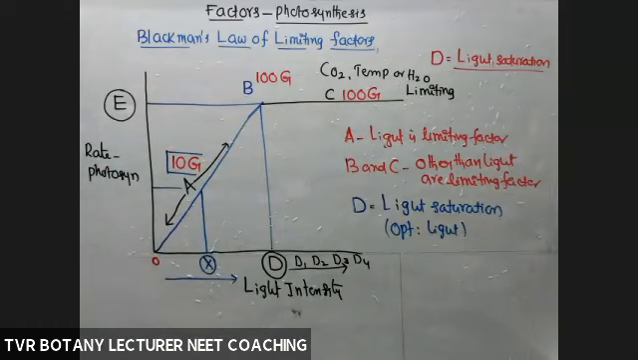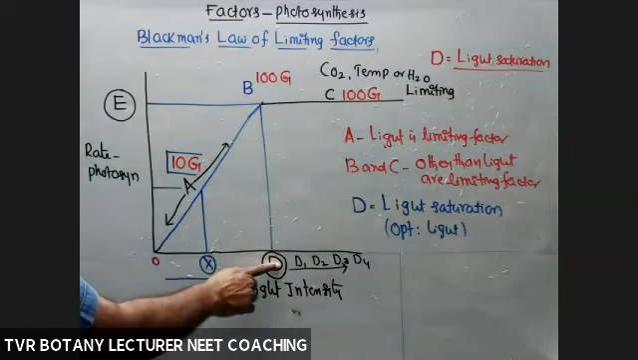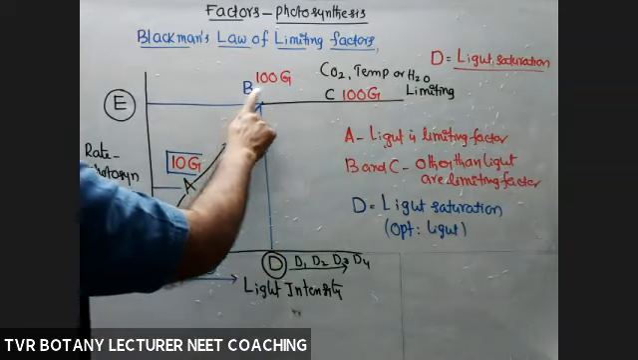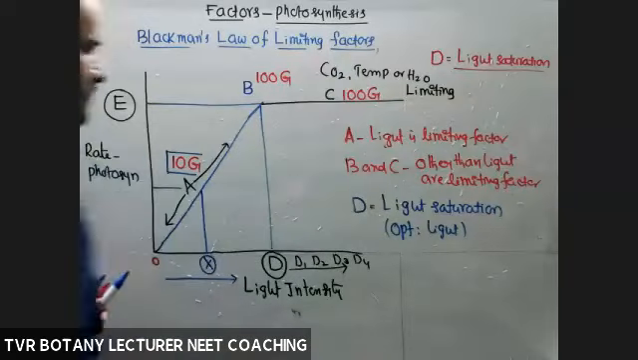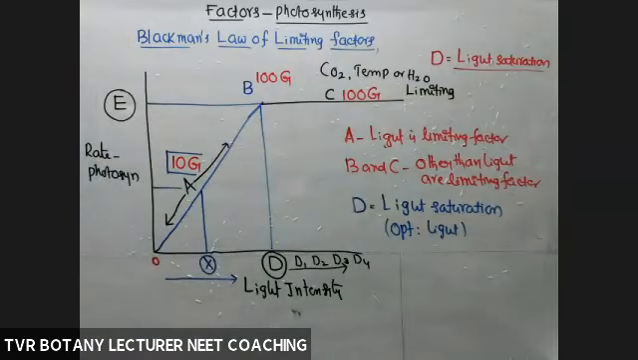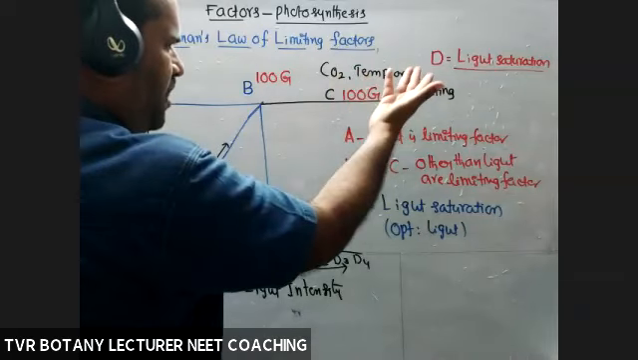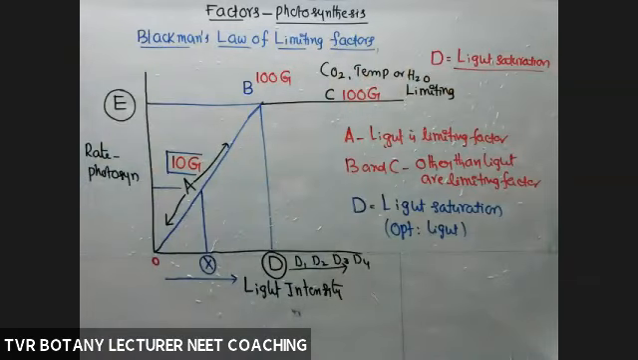Okay, right? So that's about Blackman's law of limiting factors. According to this graph, even though light is at optimum, the rate of photosynthetic yield from B to C or some other level is the same: 100 glucose molecules in a given period of time. Definitely some other factor, maybe CO2 or temperature or H2O or leaf, chlorophyll, is limiting.